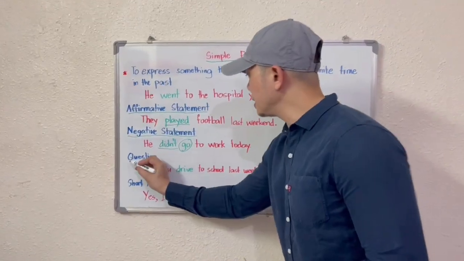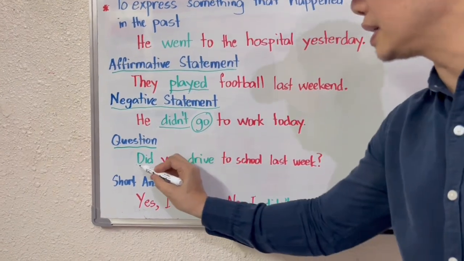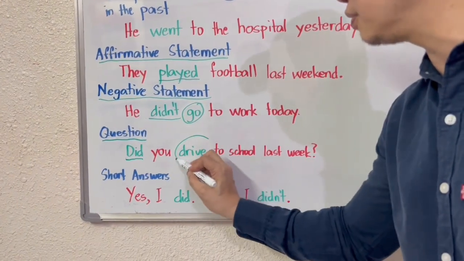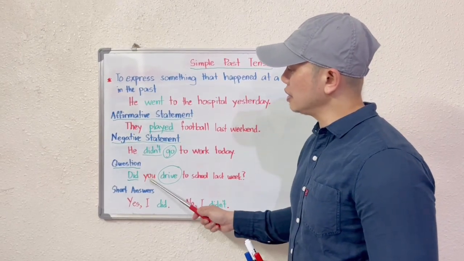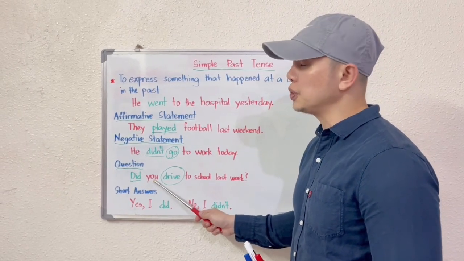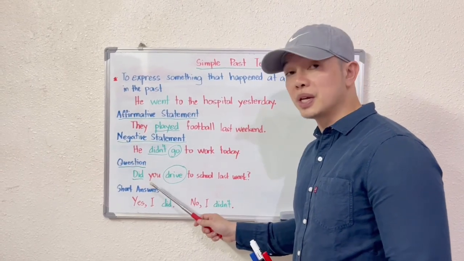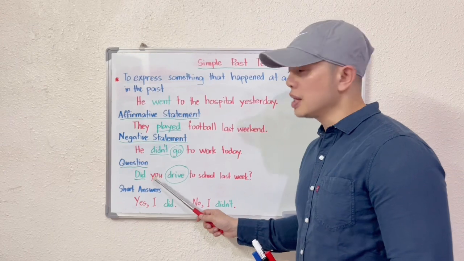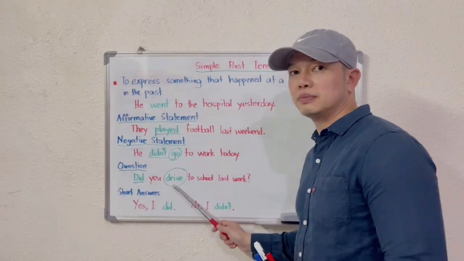Now with question, you are going to use the auxiliary did and the base form of the main verb. Again, it doesn't matter whether your subject is singular or plural. If you remember in simple present tense, we use does for singular subject and do for plural subject. This time we use did and the base form of the main verb.